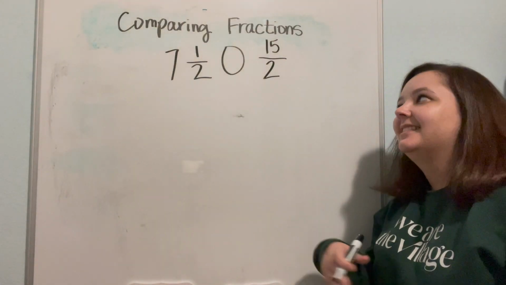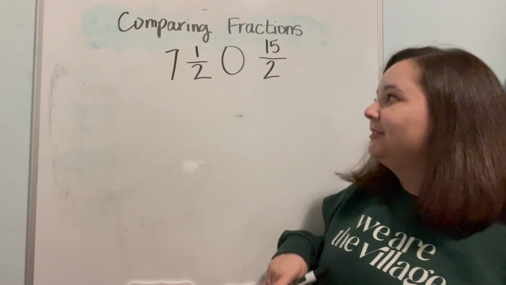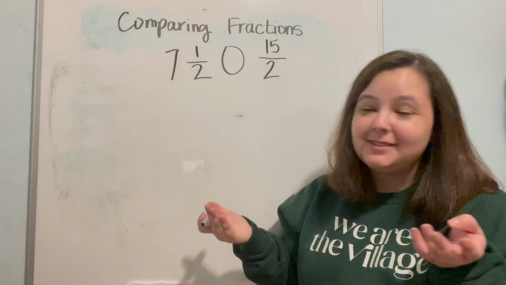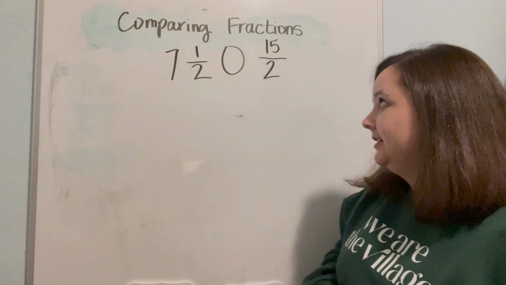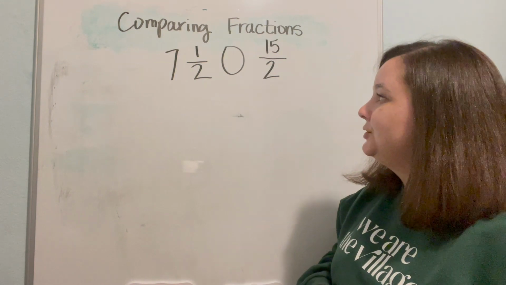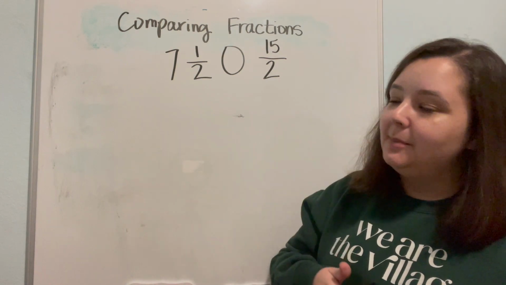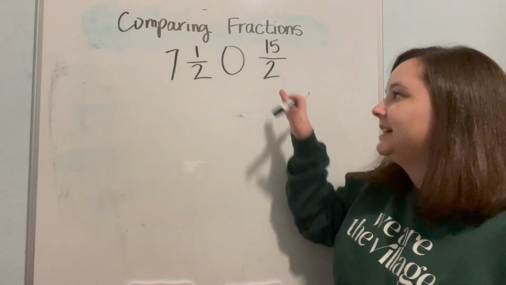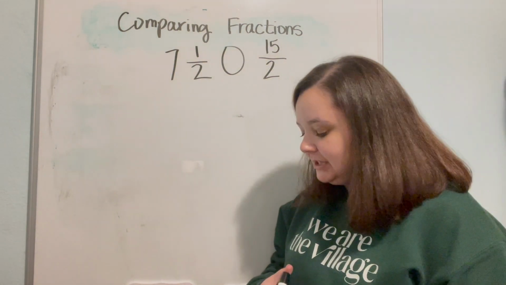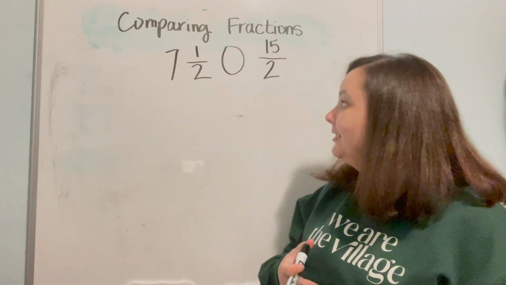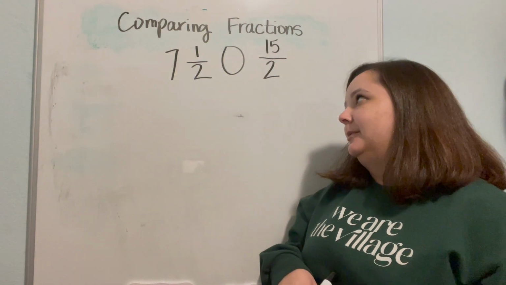All right. This is where it gets tricky. When you have a mixed number and you have an improper fraction, you gotta do some extra stuff. So let's say we have 7 1/2 over here and we have 15/2 here. The easiest way to compare them is to convert one of the fractions into either an improper fraction if you want to change this one, or a mixed number if you want to change that one. I'm going to show you both ways since I talked about converting in my other video. So let's go ahead and start by converting our mixed number here into an improper fraction.